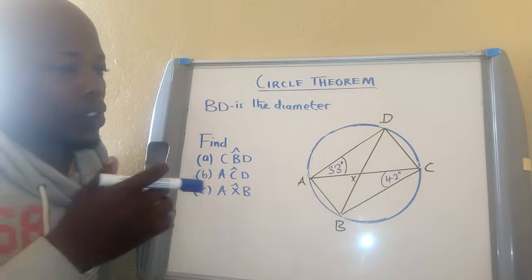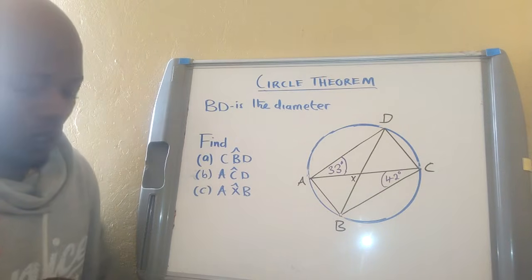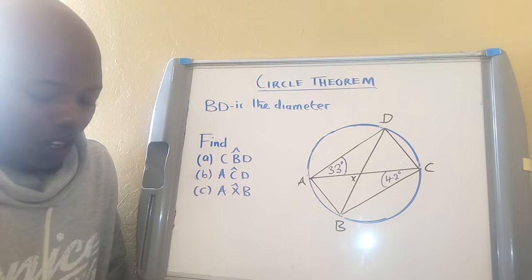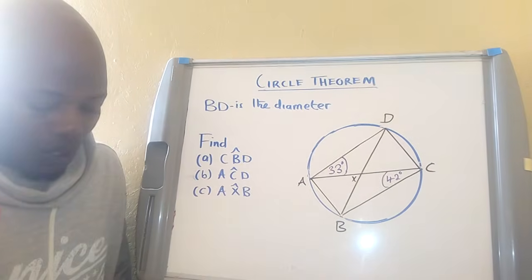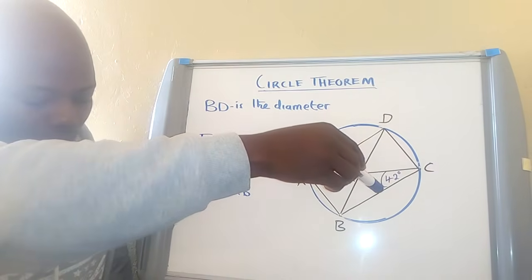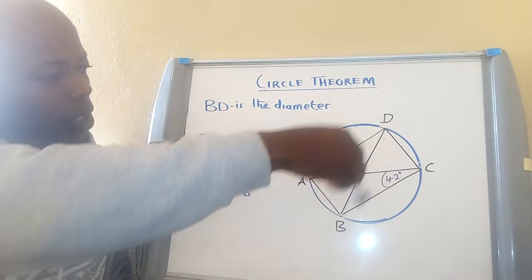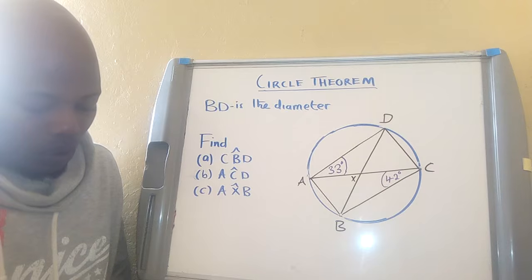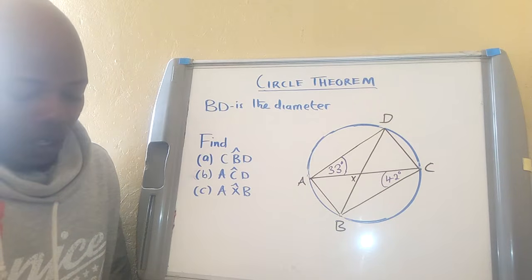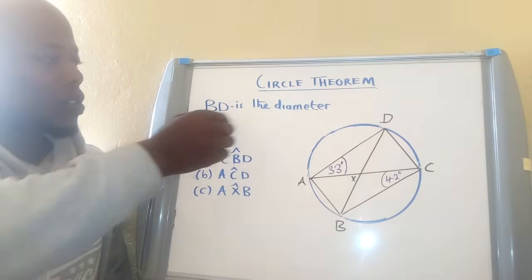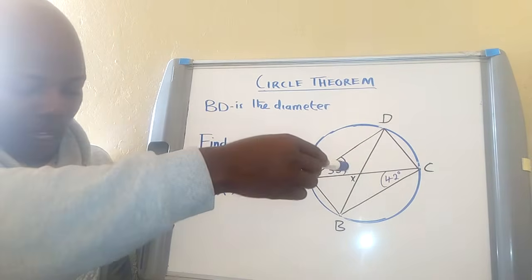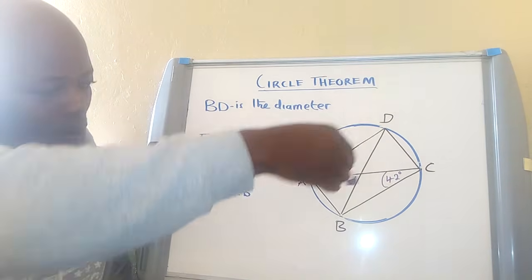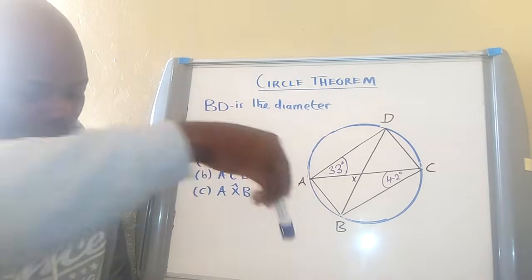Alright, so this is an exam question which came in 2016. They have said in the diagram below, A, B, C, D are points on a circle. BD is the diameter, I've written this because it's very important. So BD is the diameter of the circle, so this is our diameter.